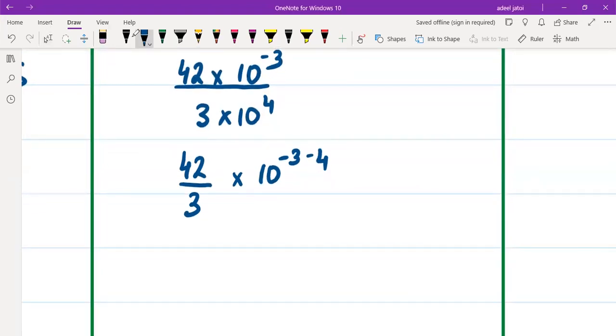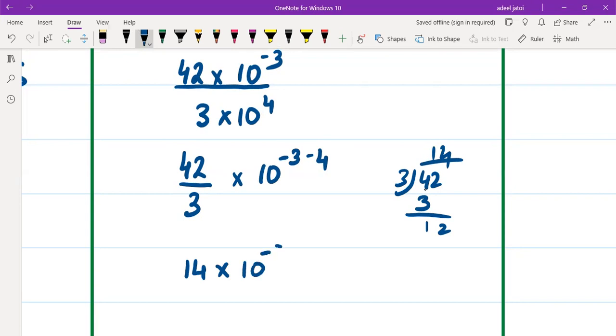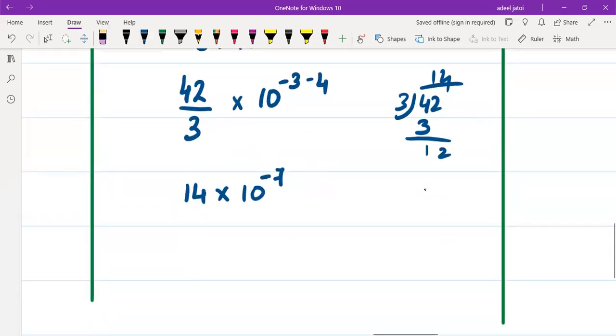This 42 upon 3 will be what? 3 ones are 3, you're left with 1, 2, 4s are 14. So 3 14s are 42. 42 divided by 3 gives 14. 10 to the power minus 3 minus 4 is 10 to the power minus 7. Now, is this the standard form that we require?